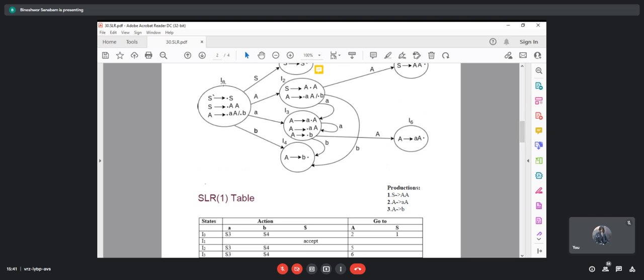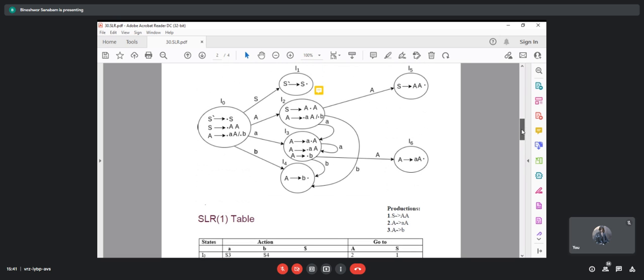So looking to the state. If you look at the state I0 node, and if you consider small letter a, b, and dollar, where do you find the state? I mean the region.